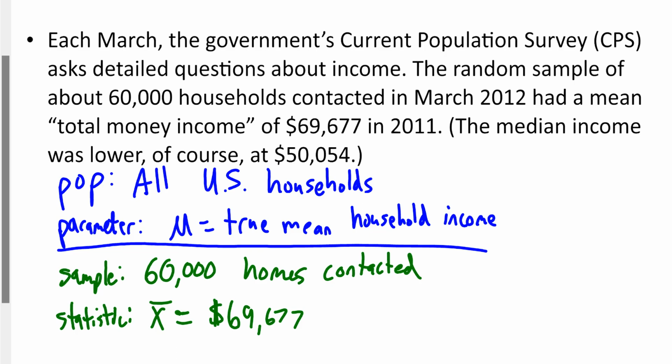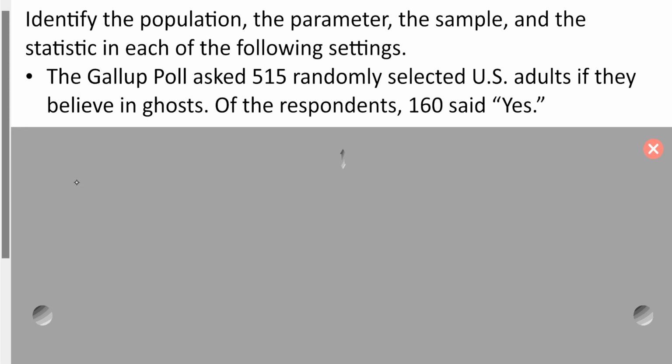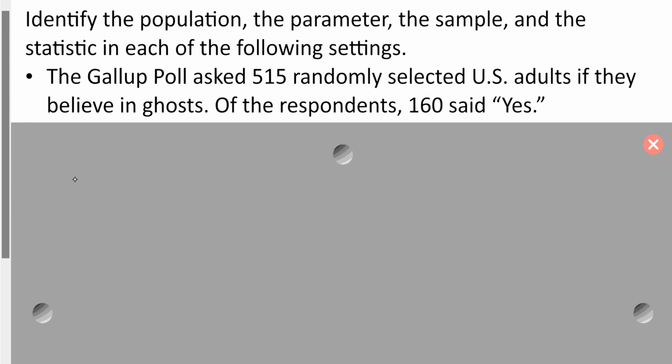I'd like you to try one on your own here. Identify the population, the parameter, and the sample, and the statistic that goes along with this one. It says a Gallup poll asked 515 randomly selected U.S. adults if they believe in ghosts. Of the respondents, 160 said yes. So why don't you pause it and see which one of the parameters and statistics go along with the appropriate population and samples. All right.